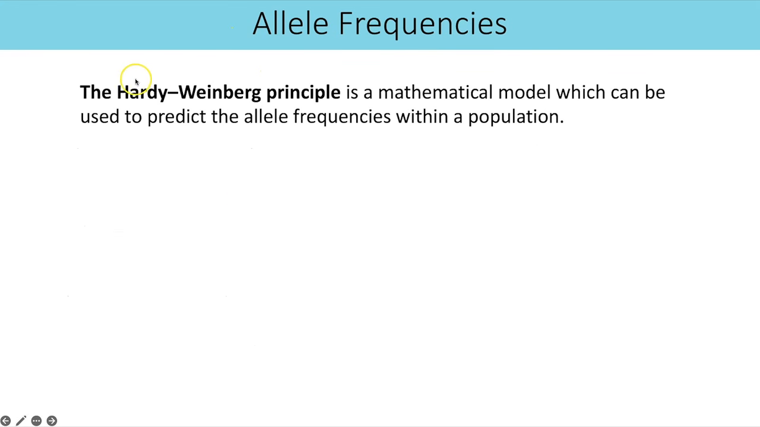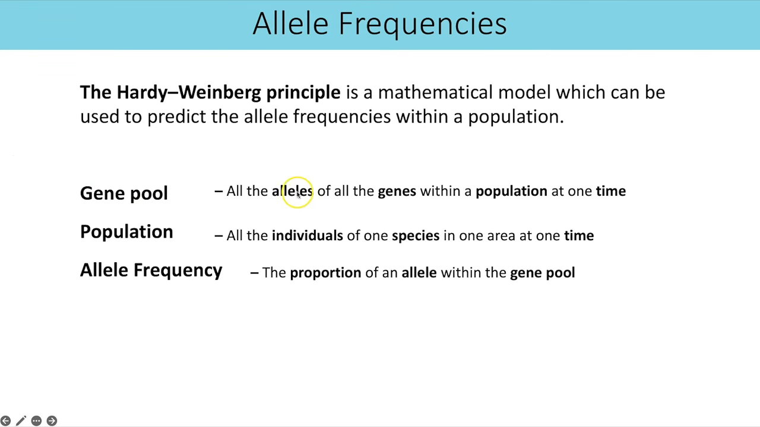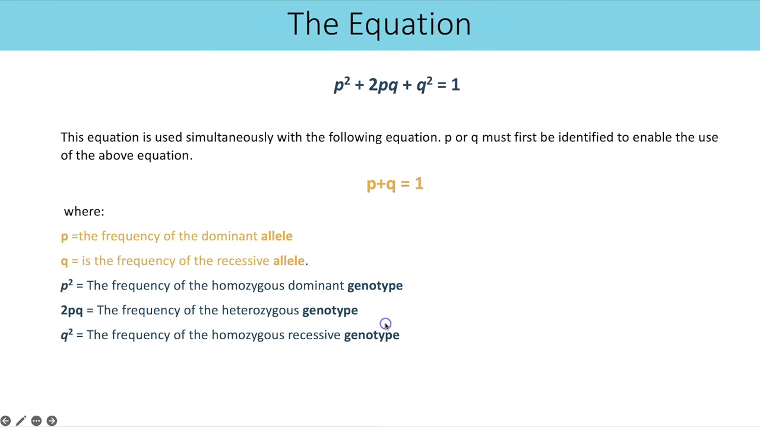So thinking about allele frequencies, the Hardy-Weinberg principle is a mathematical model which can be used to predict allele frequencies within a population. So just to recap on some of these key terms, the gene pool is all the alleles of all the genes within a population at one time. A population is all the individuals of one species in one area at one time, and they can reproduce to make fertile offspring because they're the same species. And then the allele frequency is the proportion of an allele within the gene pool.